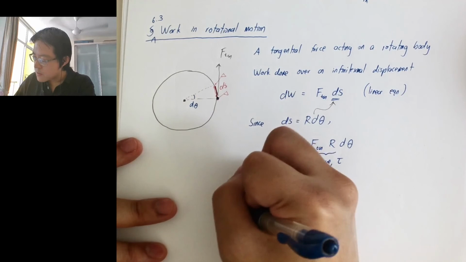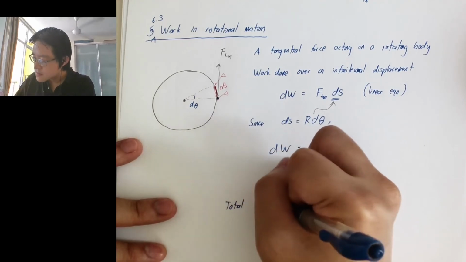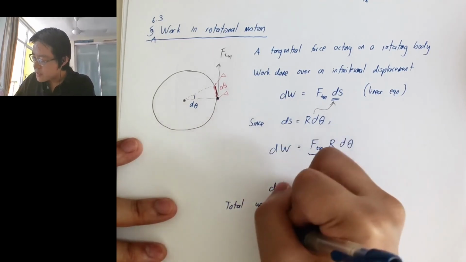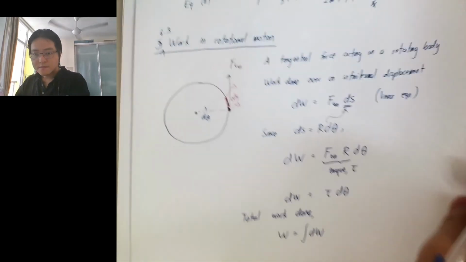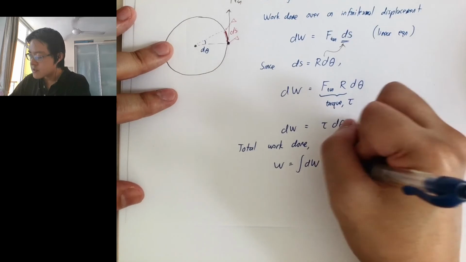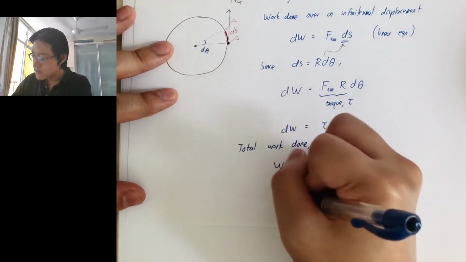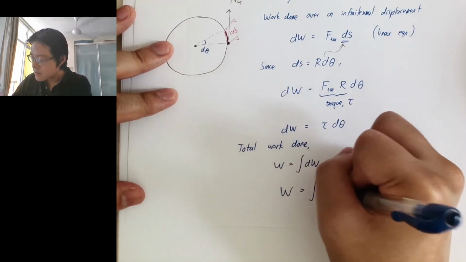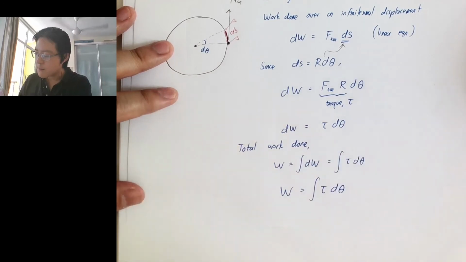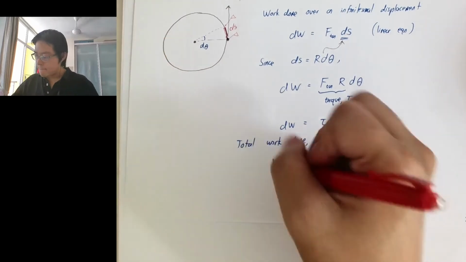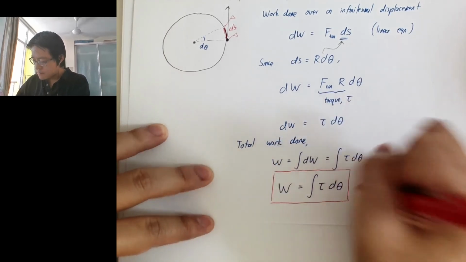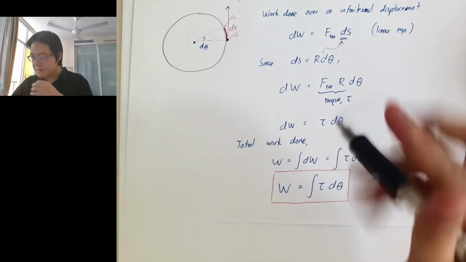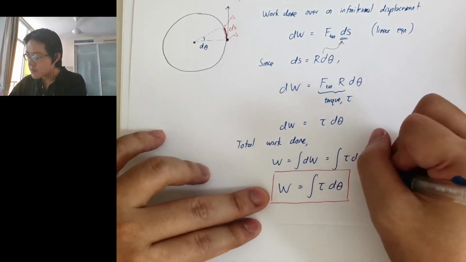Then the total work done over the whole process should be the integral of all the infinitesimal amounts. So it's basically the integral of tau d theta. So the work done is the integral of tau d theta. This is the work done for rotational motion.